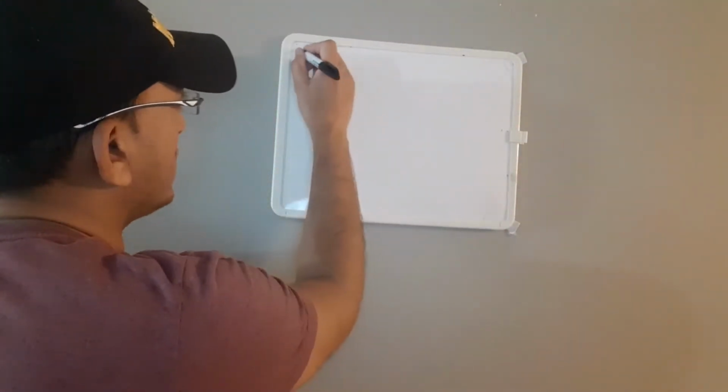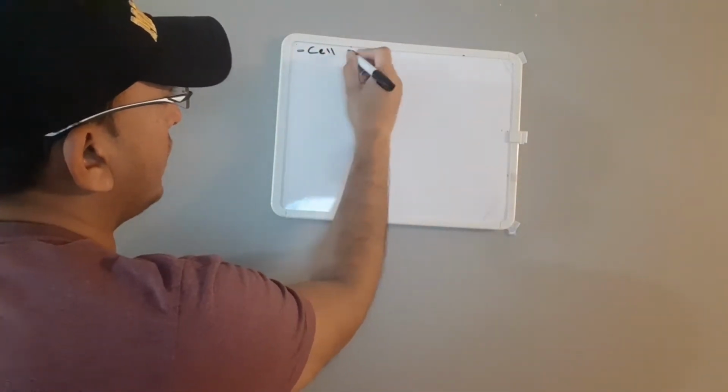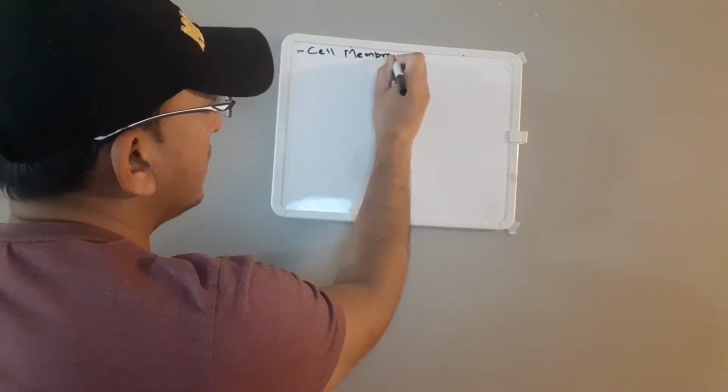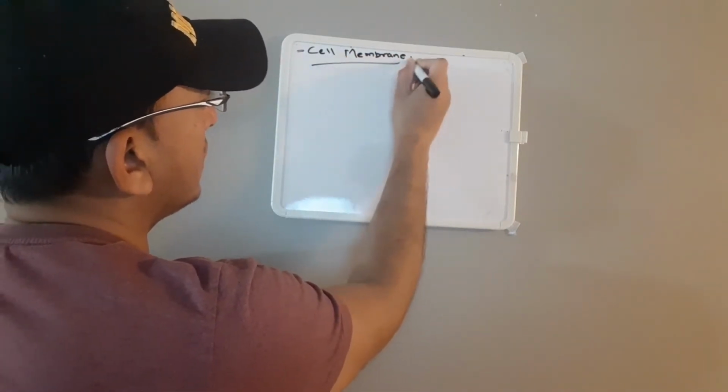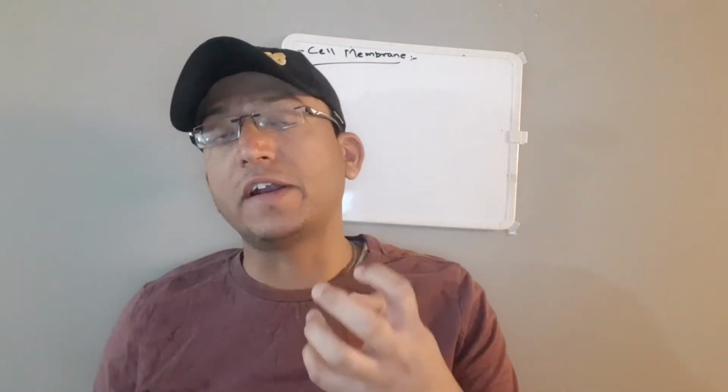In today's video we are going to study the cell membrane. As we are studying the cell, the first thing that we need to understand is the cell membrane. Right, so a living cell is a self-reproducing system of molecules held inside a container.